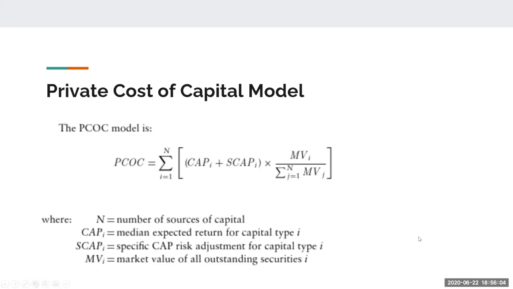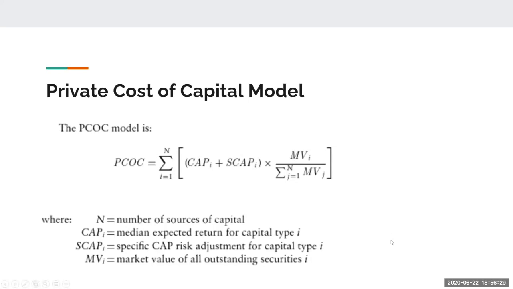So to determine the private cost of capital, there are 4 steps. Let's first determine the appropriate capital types that will be used. As Jordan discussed, different capital providers are going to require different rates of return, and it's important to choose the appropriate type of capital. The median expected return for each type of capital can be found in the most recent Pepperdine survey. And the next, you must determine the market value of any outstanding debt and equity positions.